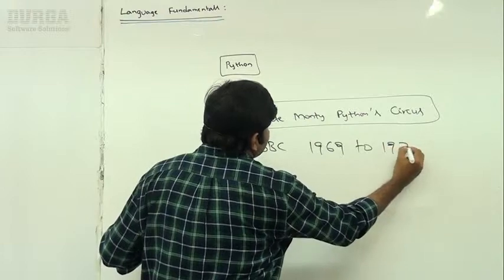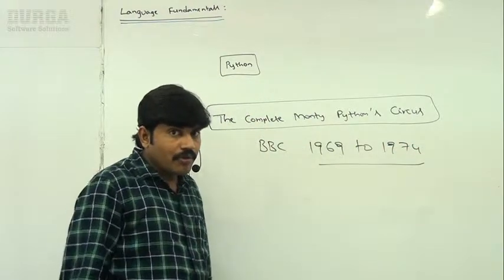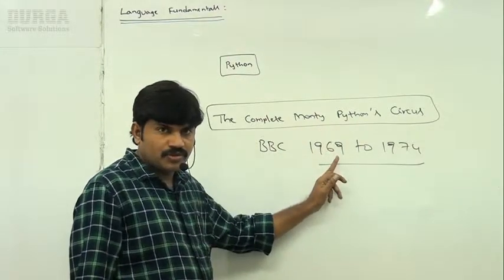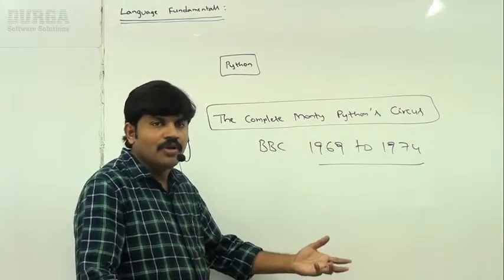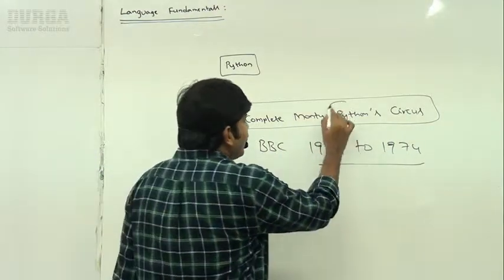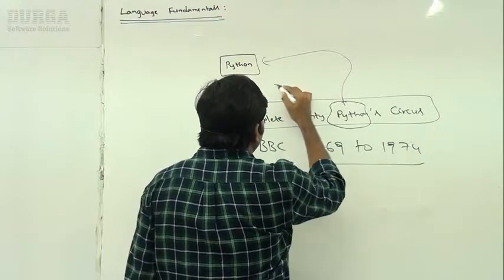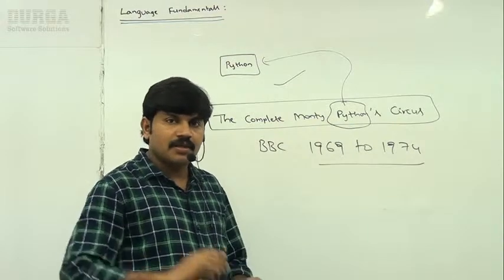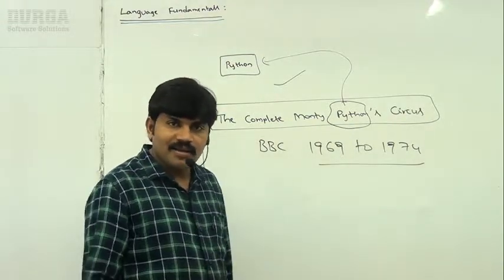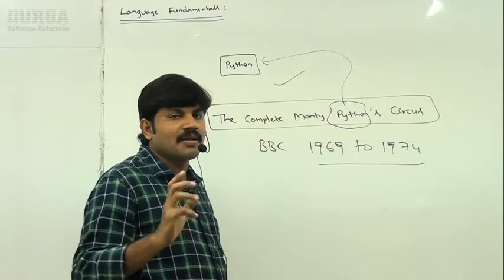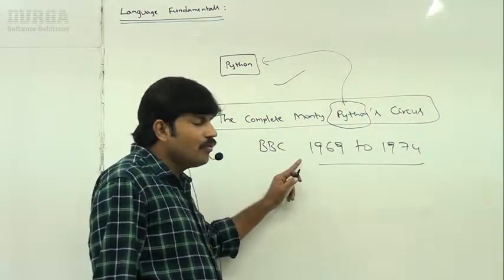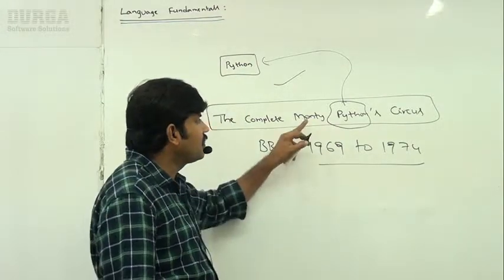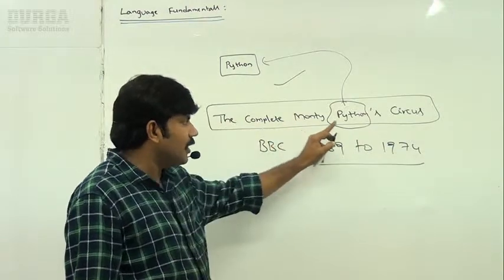From 1969 to 1974. Guido van Rossum was very much impressed with this show. It's a fun show. From this, he selected the word Python for our programming language. Remember this one, sir. So why the word Python? Not because of snake or anaconda, there is no such reason, right? Our father of Python was very much impressed with this fun show, the complete Monty Python's Circus.